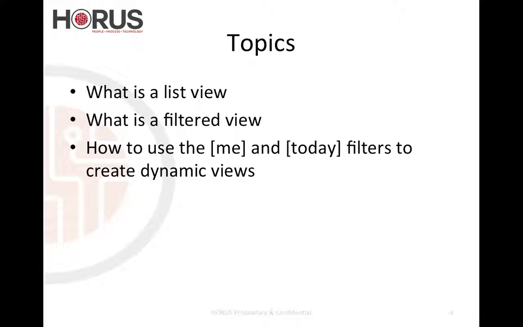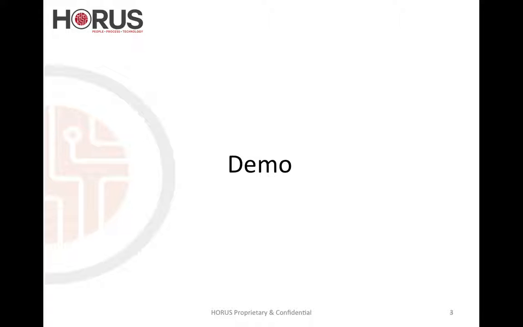On the topics today, what I'm going to cover in a little bit of detail is what is a list view, and specifically what is a filtered list view, meaning a list that contains multiple items, rows, and columns. How do you filter it so that you only see specific items? And in detail, I'm going to cover today how you can use the me filter and the today filter in conjunction with each other to create dynamic views that change based on the context. And what I mean by the today and the me filters, I will explain in the demo part. So let's get into the demo.